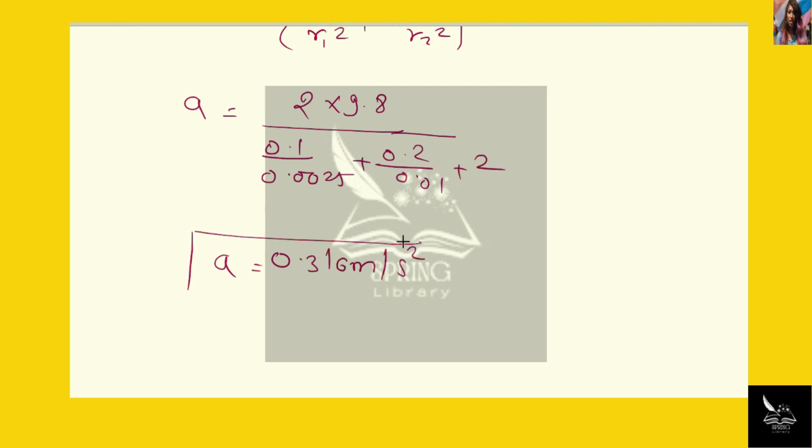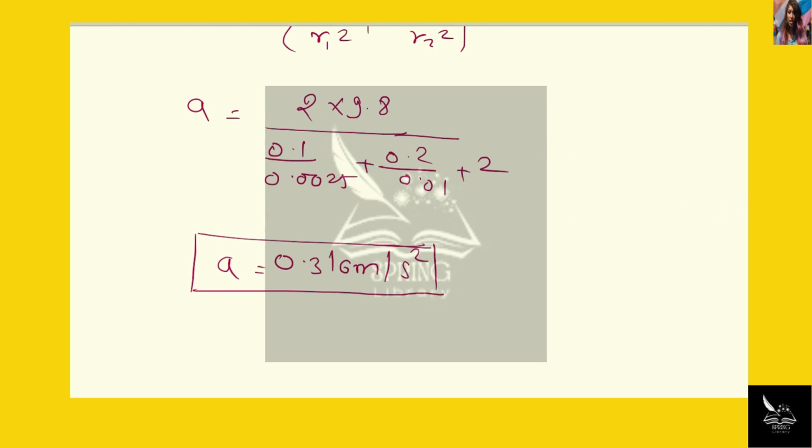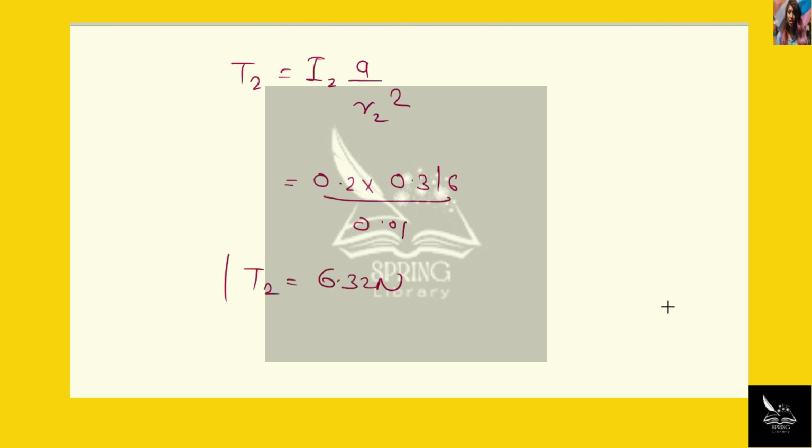This is the acceleration of the block, but we have to calculate the tension in the string. So this tension is given by T2 equals I2 into A divided by R2 square. So this is 0.2 into 0.316 divided by 0.01. So this is 6.32 Newton. This is the tension in the string which connects both the pulleys. So this is our final answer.